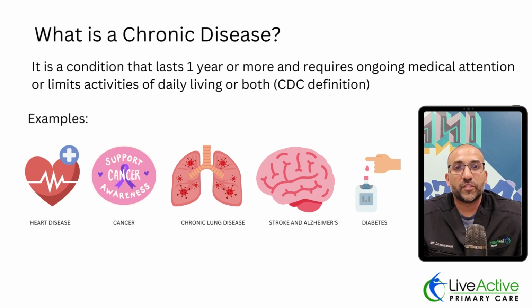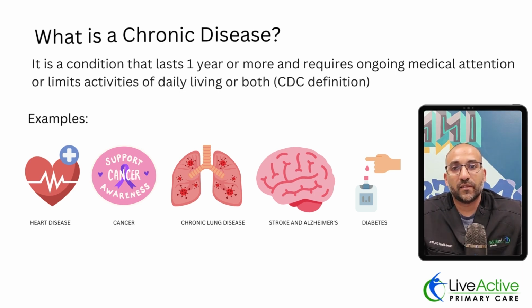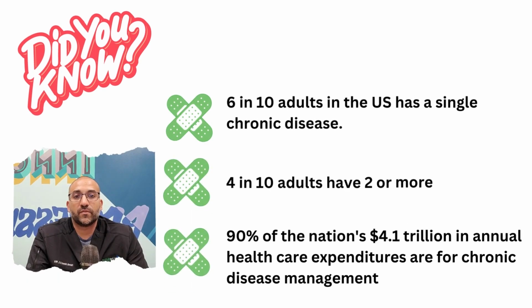So now let me share some statistics with you about how prevalent chronic disease is. So here are 3 important points. 6 in 10 adults in the United States has a single chronic disease. That's a lot of people. 4 in 10 adults have 2 or more. That means 2 or more, they have hypertension, high cholesterol, asthma, COPD, and 90% of the nation's $4.1 trillion in annual healthcare expenditures are for chronic disease management. That's mind-boggling. That's crazy. It shouldn't be that expensive.